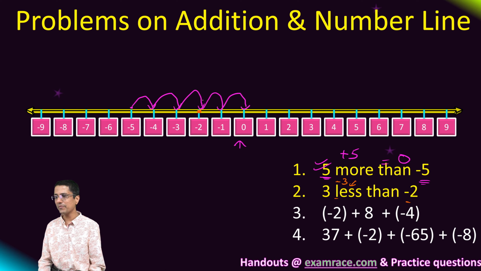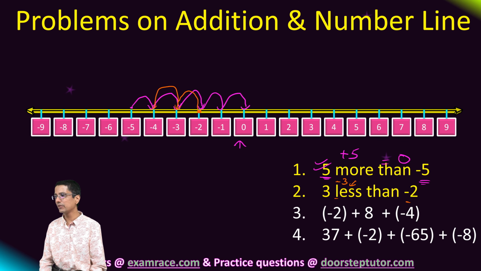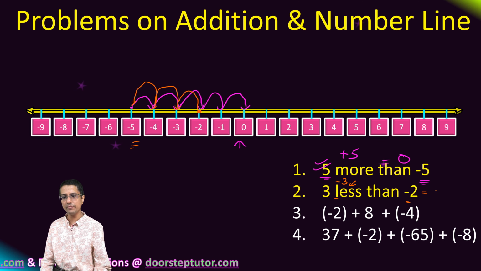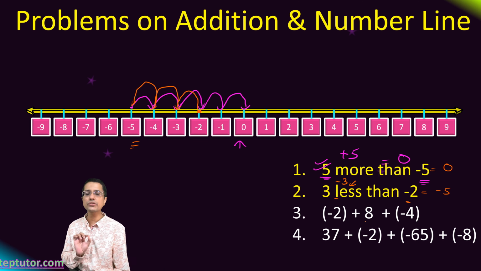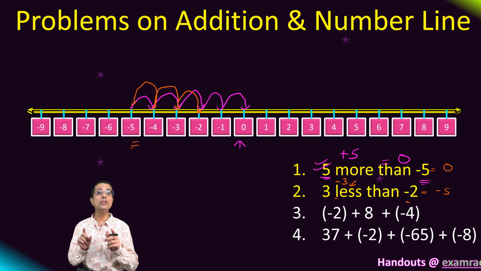Okay, so from minus 2 we go 3 left, 1, 2 and 3, and we come to minus 5. So the answer in this case would be minus 5. The answer in this case was 0. The next two sums are actually the problems of addition. The very first one we'll solve using the number line.